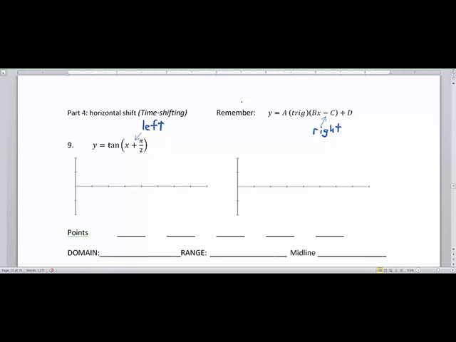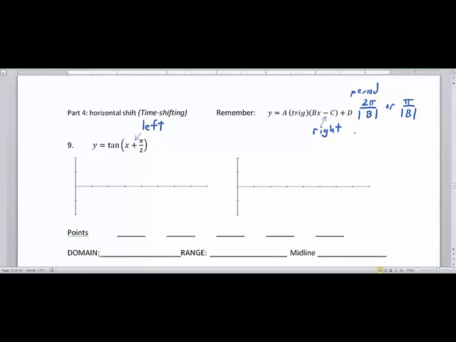Now, there are two very important formulas. When dealing with a period adjustment, so the letter b, your period formulas are going to be basically depending on what trig function you have. If you have sine, cosine, secant, or cosecant, your period formula is 2 pi divided by absolute value of b. Or if you have tangent or cotangent, it's just going to be pi divided by absolute value of b. We don't really need to worry about the absolute value signs because we would handle a negative b value just by using properties of odd-even functions.